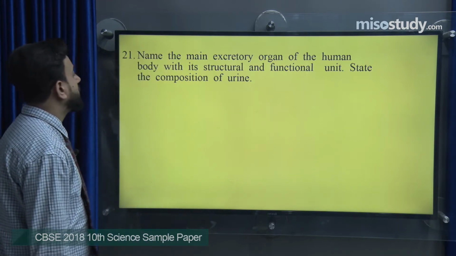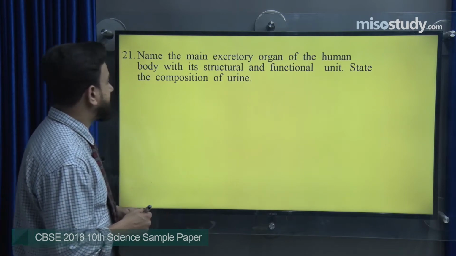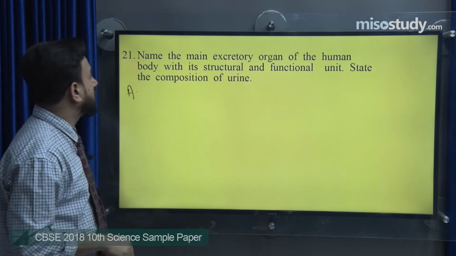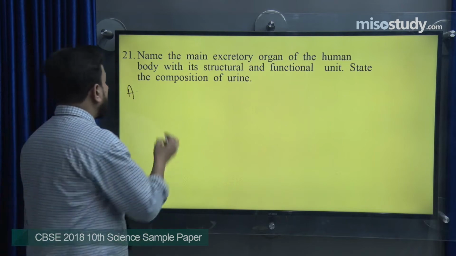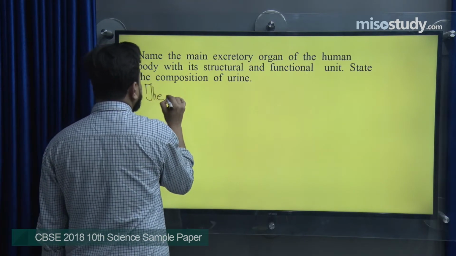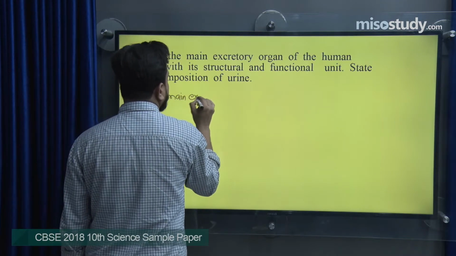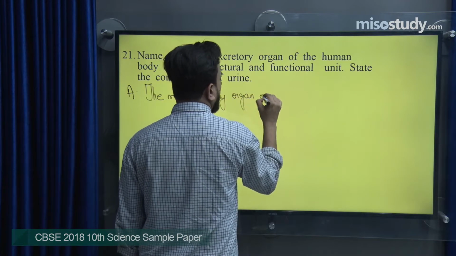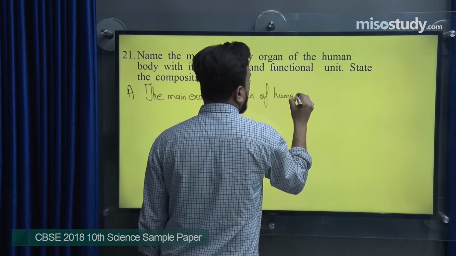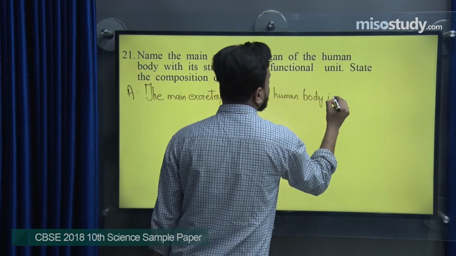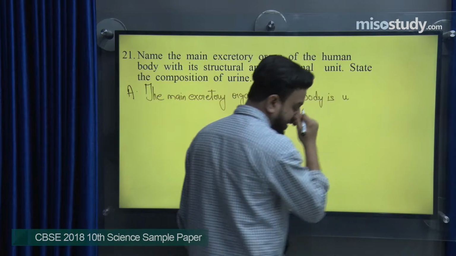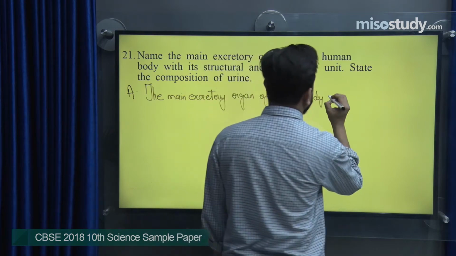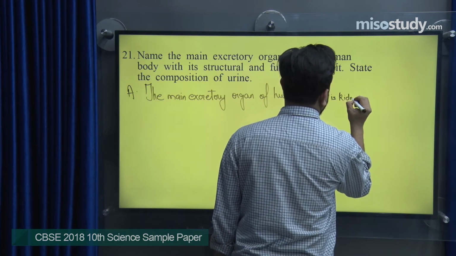Now we will discuss the next question. Name the main excretory organ of the human body with its structural and functional unit. State the composition of urine. We all know the main excretory organ of the human body. The main excretory organ of the human body is the kidney. Right.